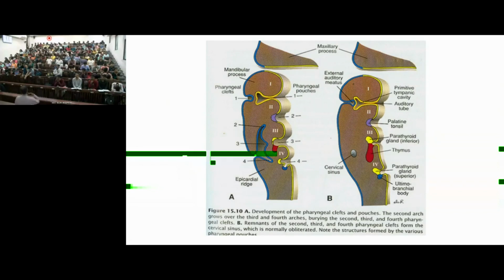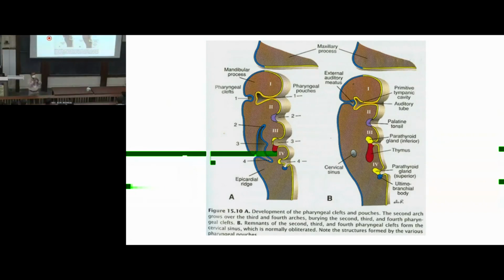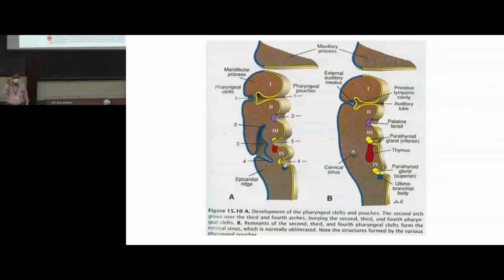If there is something wrong that goes here, then the cleft will persist. If the cleft persists, there will be a defect seen on the lateral aspect of the neck. Suppose they don't completely disappear, then they remain like this, opening inside the neck. This is lined by epithelium, so it will start secreting. Fluid can get collected there. So this is sinus. It may open internally, it may open externally.